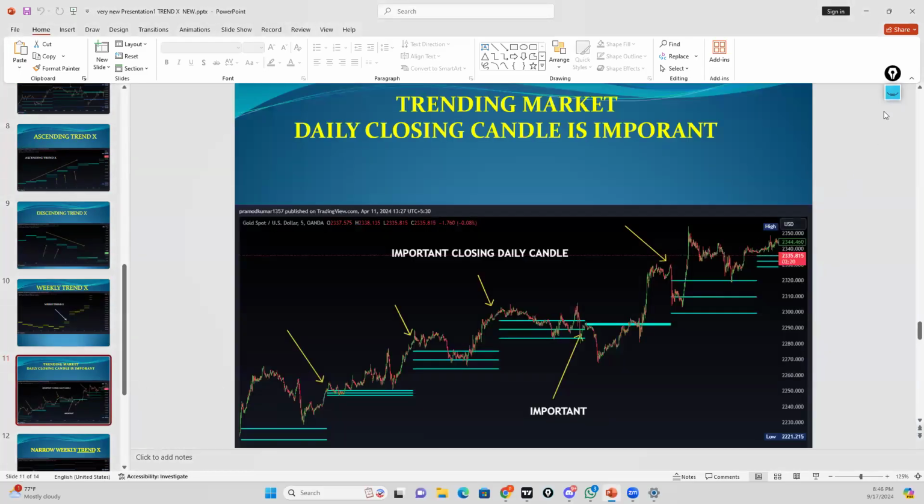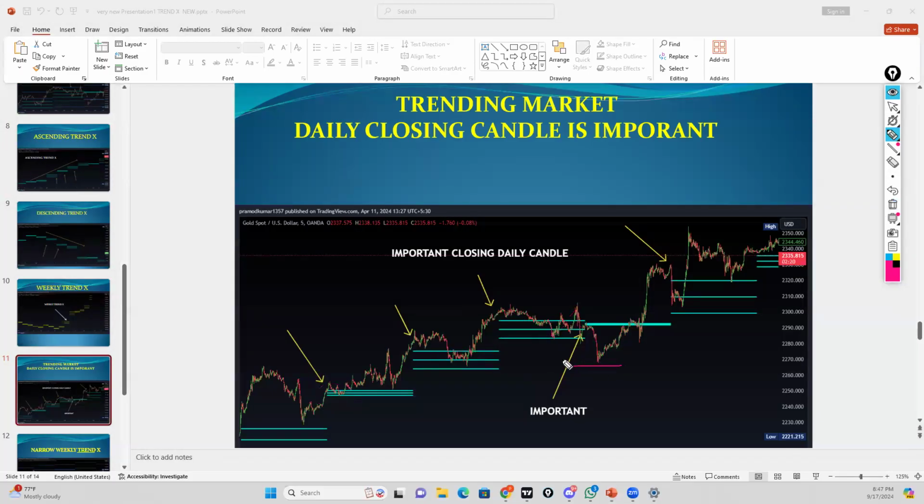Just look at this. Every day it's taking support from the daily trend X, the center one. Here it was wide, so it was ranging. Finally, it dropped. So now from here we are looking for long positions. I'll show you in the real market how to take long positions from this area.